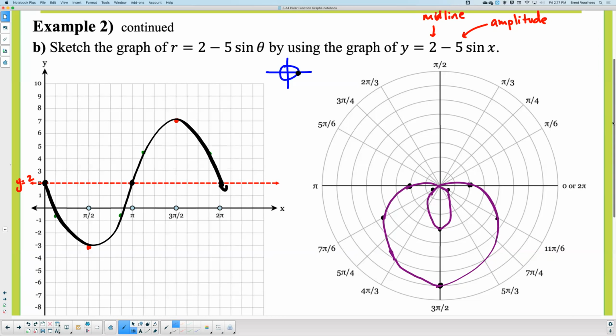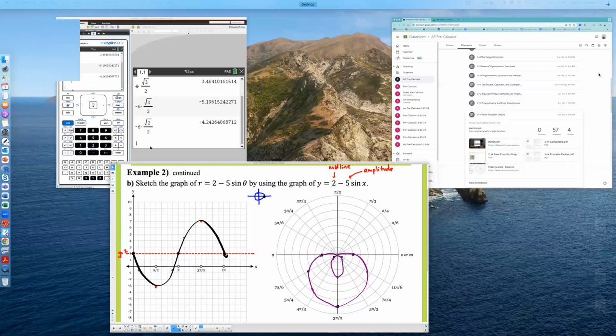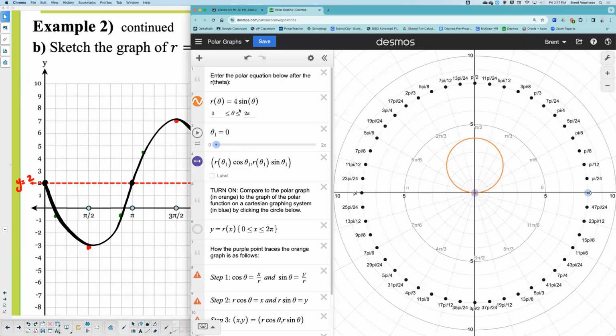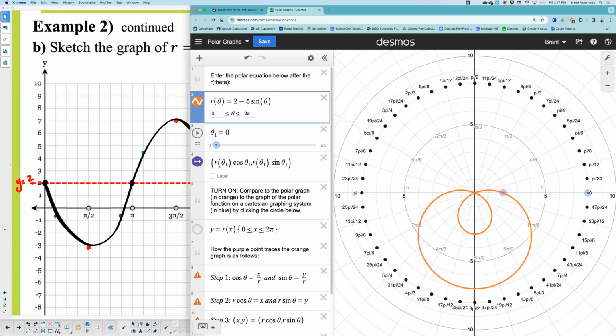Okay, now all this I know can be tricky. So I've done something to help you out. On Google Classroom, I programmed something to help you see this. And I'm going to type this equation in. What was the equation we were working with? 2 minus 5 sine? Is that what we were working with?